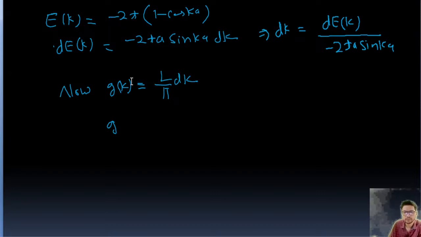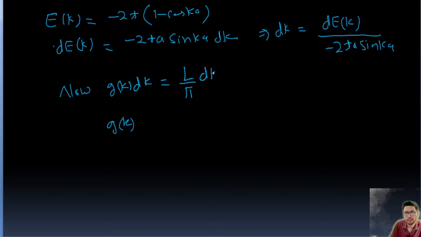So now this is the g(k) dk value. The g(k) dk value is L upon pi dk. Right?